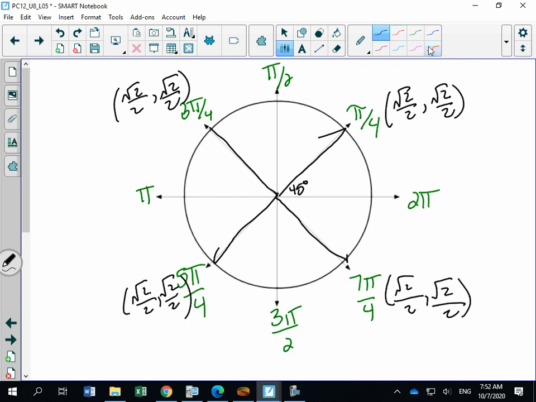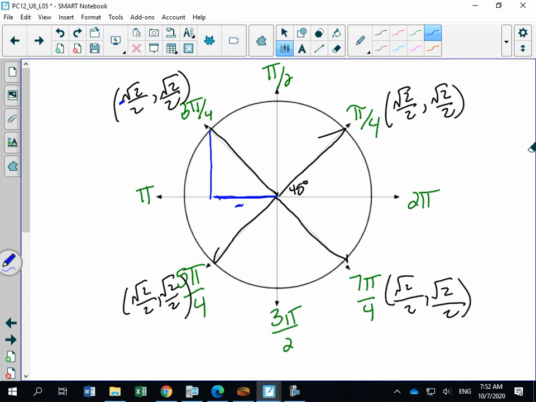The last thing you need to do once you get all your root 2 over 2 in, because both x and y for a 45-degree angle are going to be root 2 over 2, is figure out the positives and negatives. So in quadrant 1, both x and y are positive, right? In quadrant 2, imagine this is your triangle here, what is this x coordinate? X is negative, so I've got to put a negative here. And in quadrant 2, y is positive.